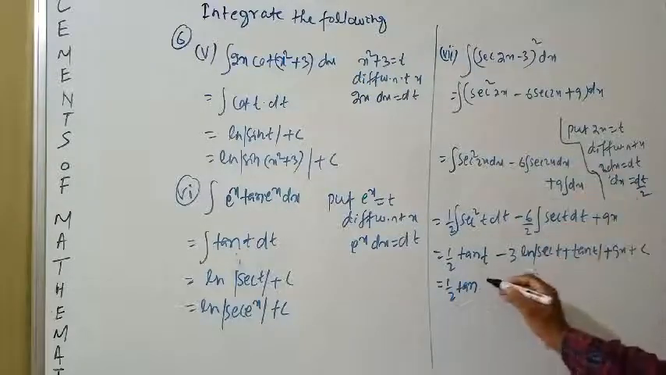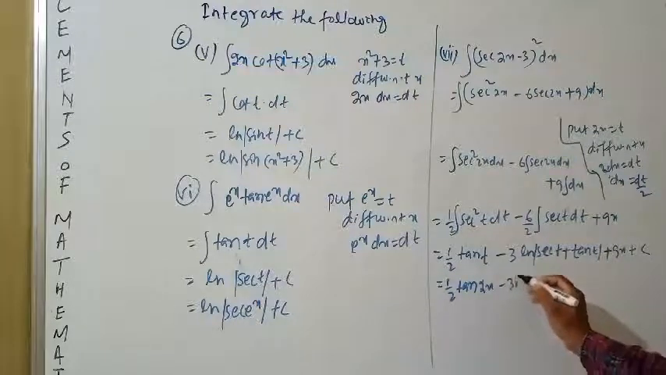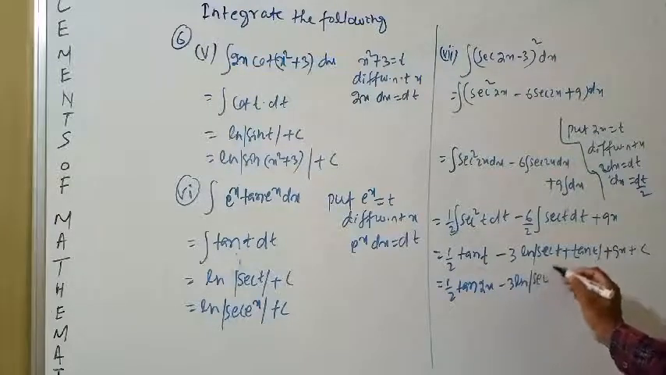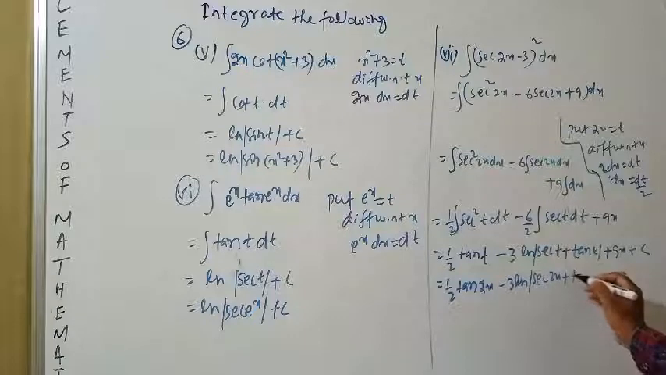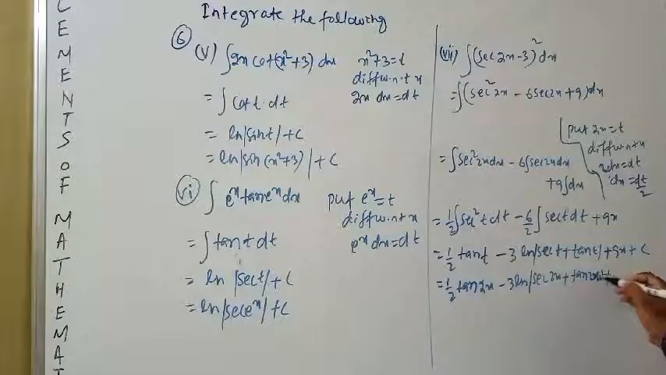Here t is 2x, so the answer is half tan 2x minus 3 ln|sec 2x + tan 2x| plus 9x plus c. Pause the video, note it down.